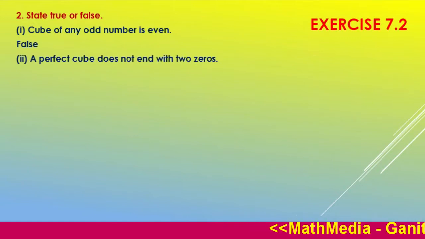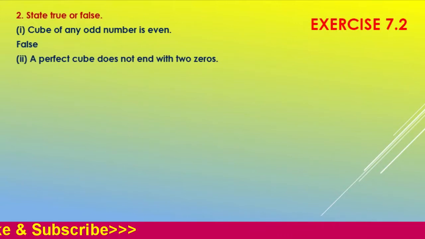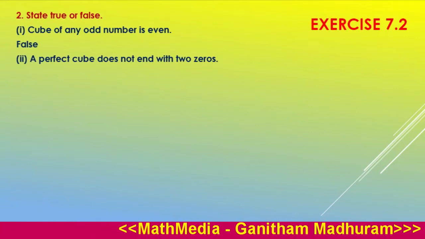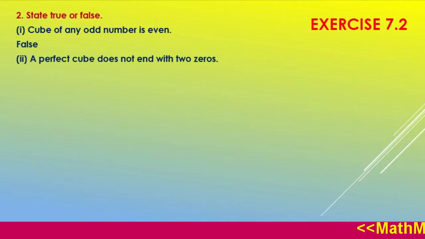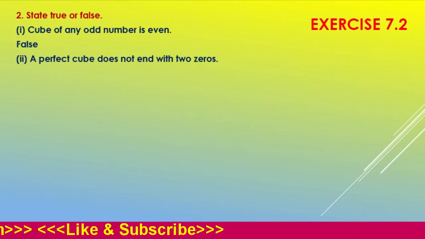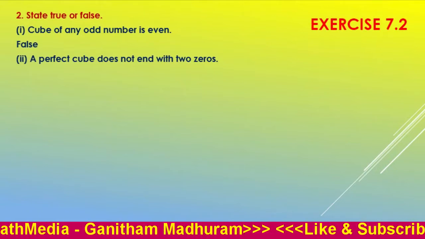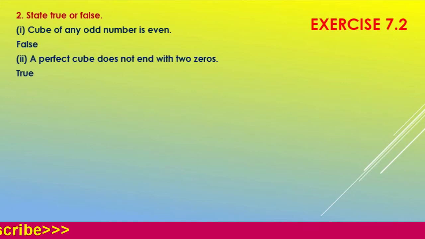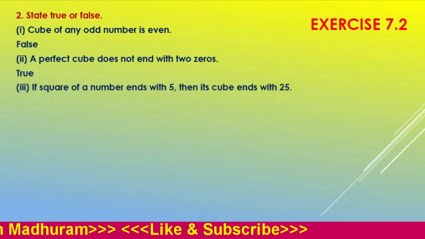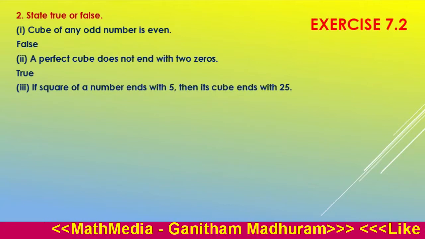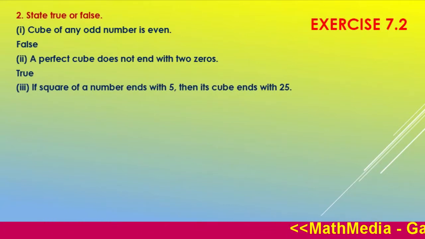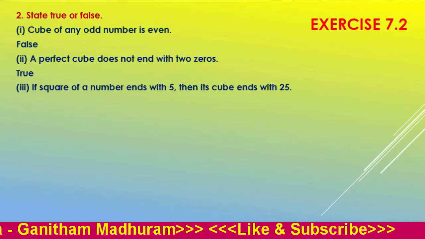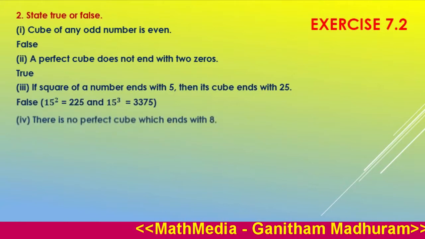Next, a perfect cube does not end with 2 zeros. For example, we can take 10. The cube of 10 is 1000, which ends with 3 zeros. So the given statement is correct. Next, if the square of a number ends with 5, then its cube ends with 25. That is false.